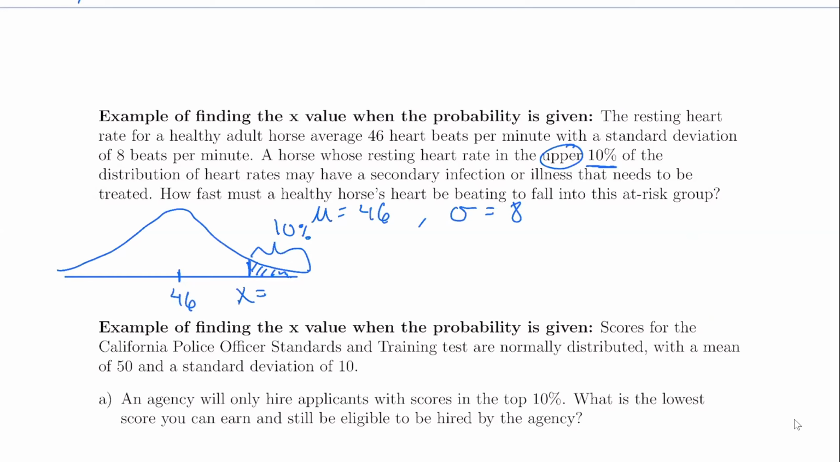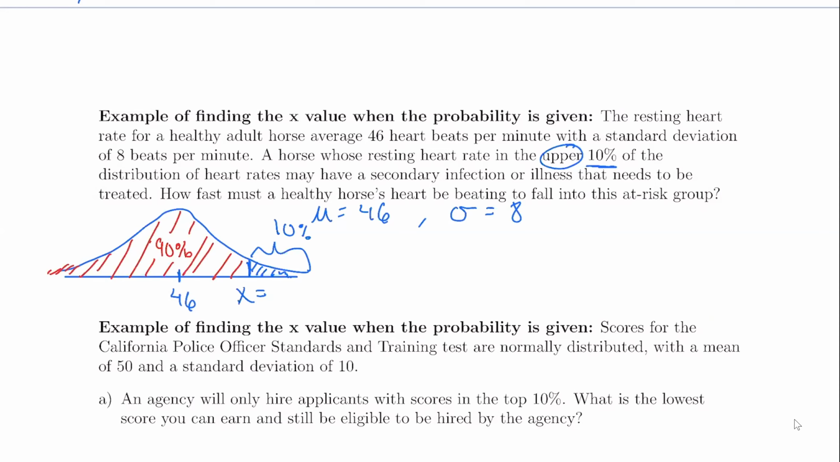So just remember, the TI-83 always wants the area to the left. So if we want the top 10% or the upper 10%, in our calculator we have to give it the bottom percentage. So we want to give it 90%. Because 10% plus the 90% should give you 100%. Everybody good so far with the drawing?